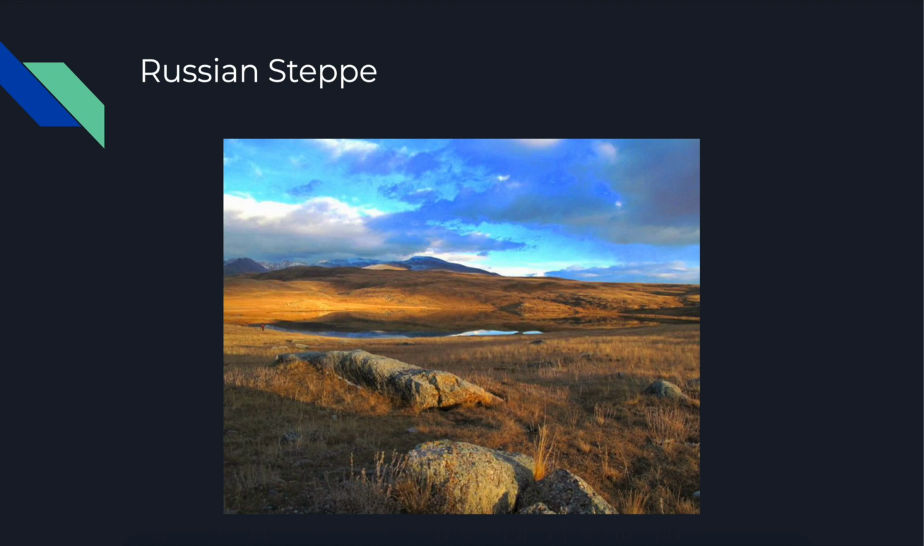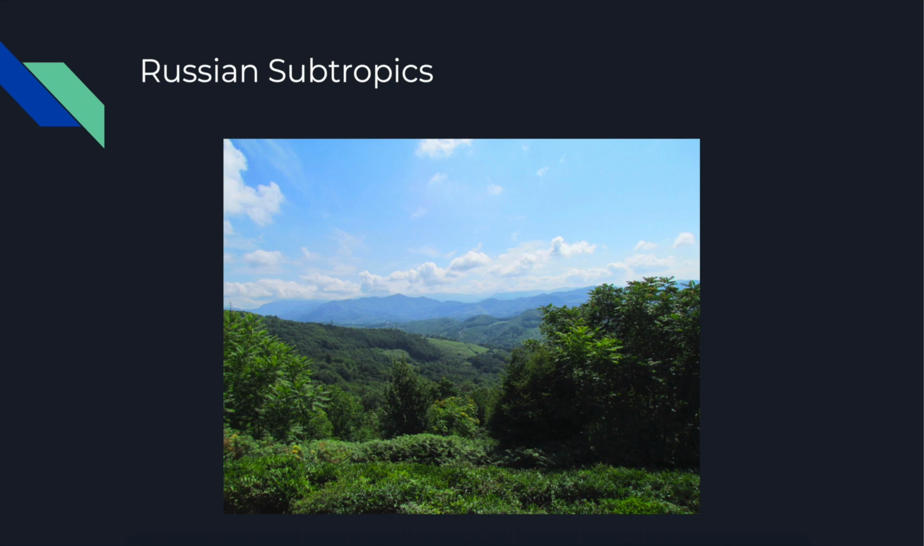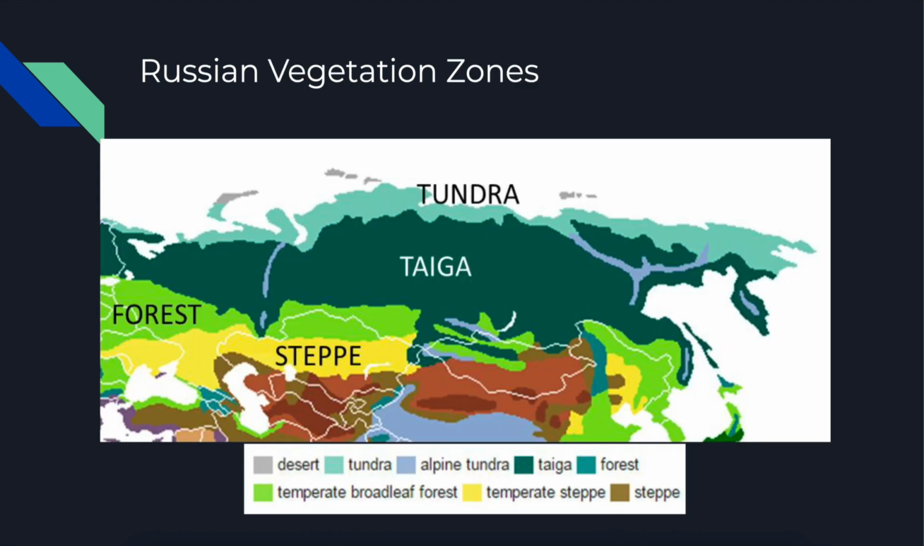And then after the semi-desert, you get into the actual desert. And so to the south and to the east is where you're going to find the Russian deserts. And then if you continue further west, you hit Russian subtropics. And this is going to be near Crimea and along the Caucasian shores of the Black Sea. That's basically the subtropical region. It's very small compared to all the other regions.